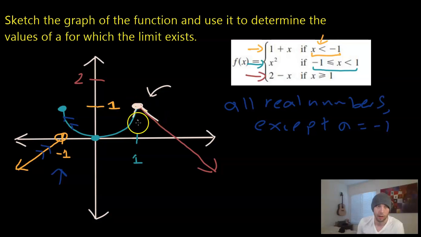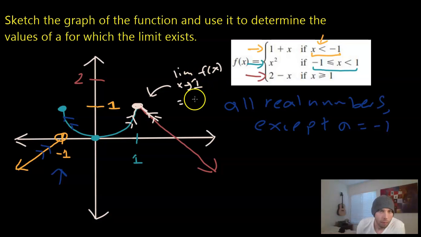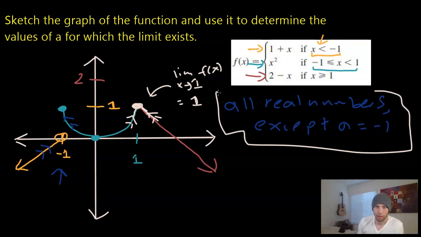It works out. Because as you come from the left, as you're moving up towards this, it looks like you're going to hit -1. And as you come from the right, it looks like you can hit that same -1. So we say the limit as x approaches 1 exists. And so there's a limit there, and so it counts. And then our final answer is going to be all real numbers except a equals -1.